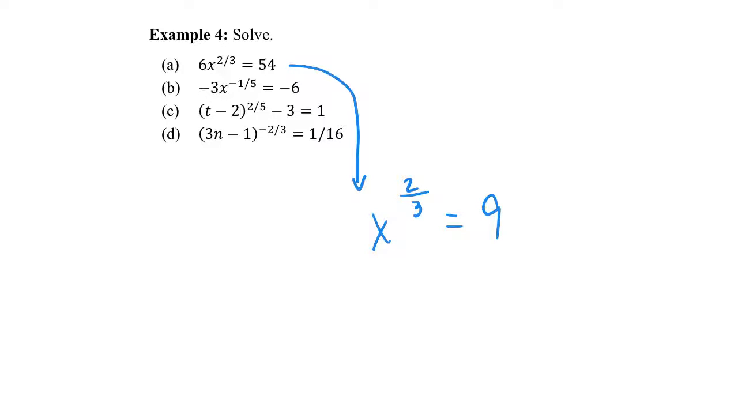What do I want to get by itself? What's the goal in this problem? So what do I got to get rid of? So what power can I raise 2/3 to get rid of it? Very good. 3/2. So write yourself a note.